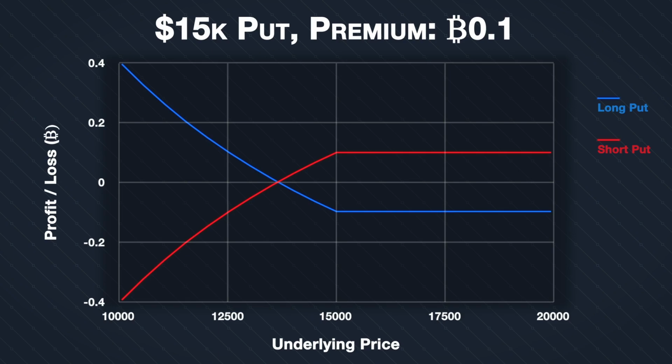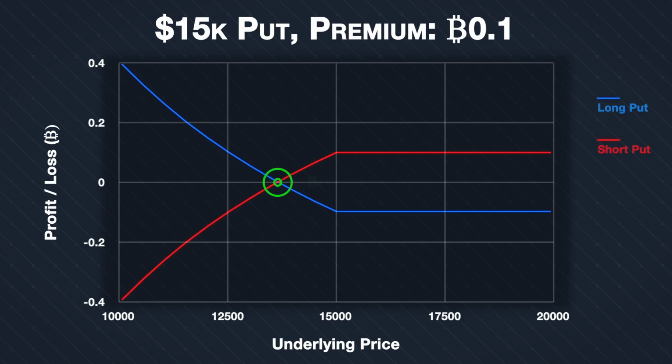The profit or loss of the put option buyer is shown in blue, and in red we can see the profit or loss of the put option seller. At each level of underlying price, the P&L lines for the buyer and seller are an equal distance away from the x-axis, but on opposite sides, one positive and one negative.